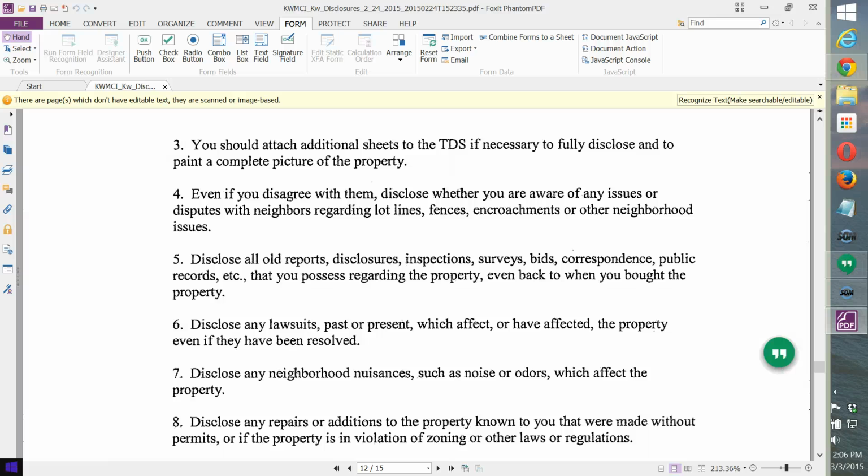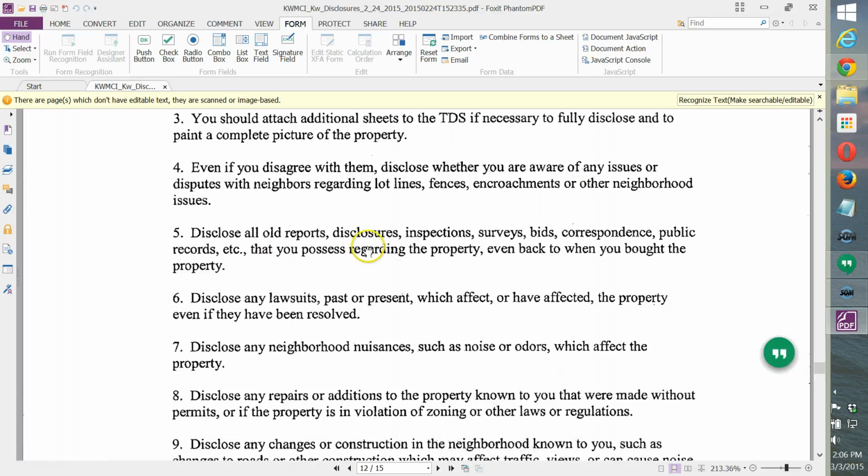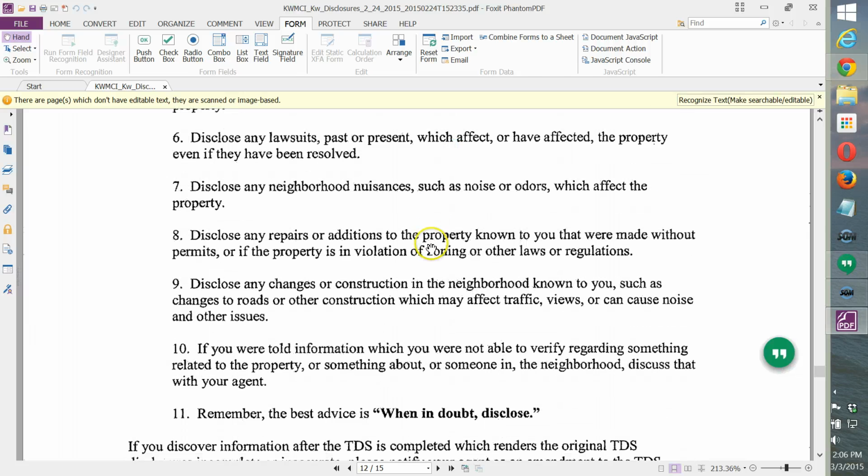But does everybody understand that any dispute like this should be handled prior to the close of escrow? Any old reports, disclosures, inspections, surveys, bids, disclose any lawsuits, neighborhood nuisances such as noise or odors which affect the property. All right? And by the way, if you're an agent, you should mention what you can hear. All right? You should mention it.